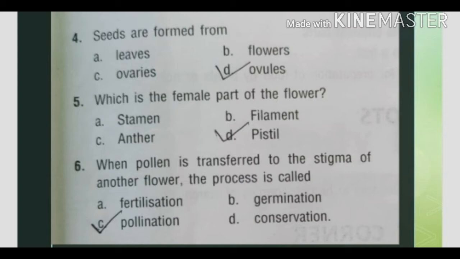Question 5. Which is the female part of the flower? Options are stamen, filament, anther, pistil. Its answer is pistil. Pistil is the female part of the flower. Question 6. When pollen is transferred to the stigma of another flower, the process is called. Options are fertilization, germination, pollination, conservation. Answer is pollination.